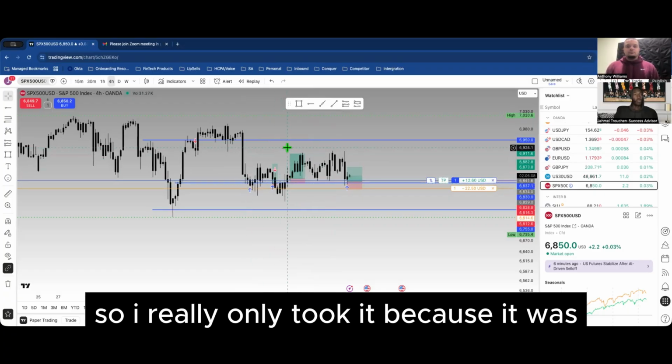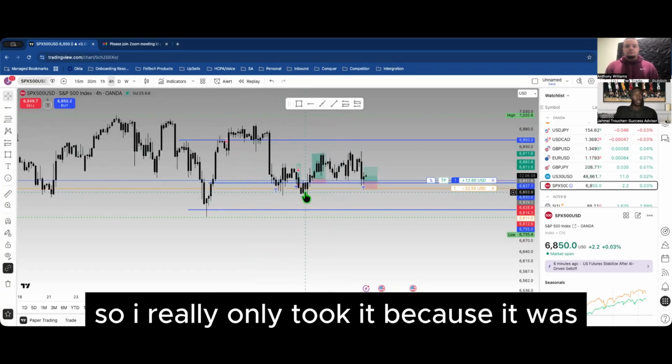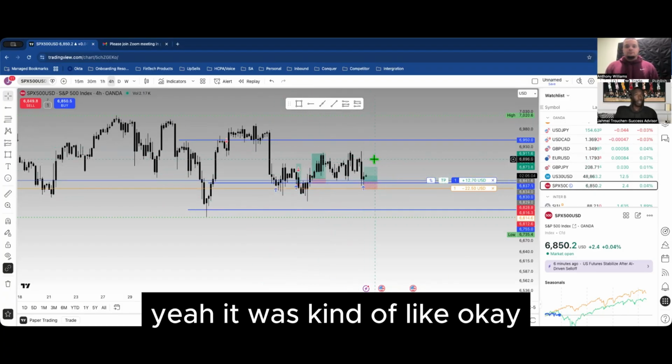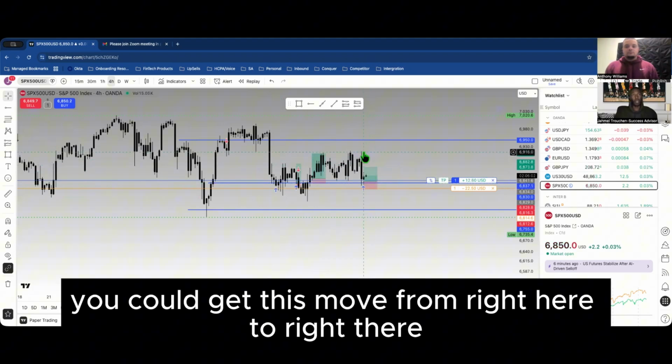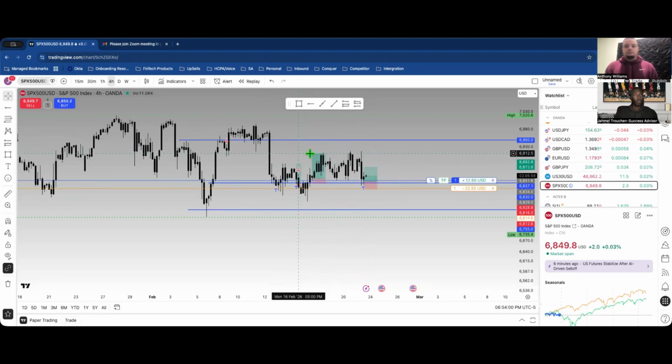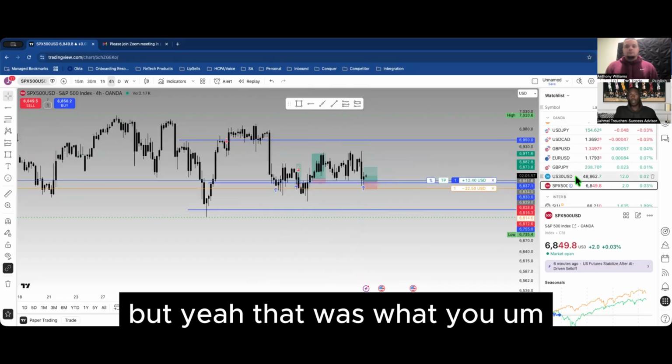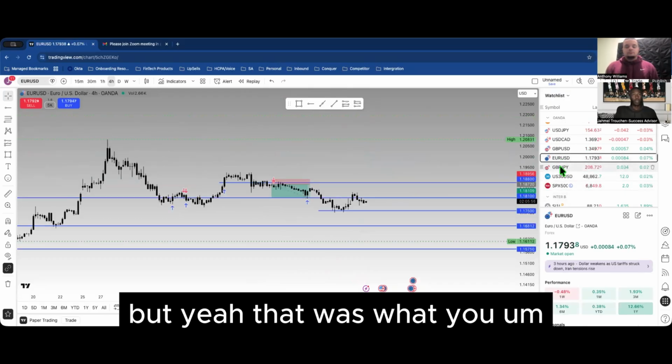So I really only took it because it was kind of like, okay, you could get this move from right here to right there. But yeah, that was the EU.